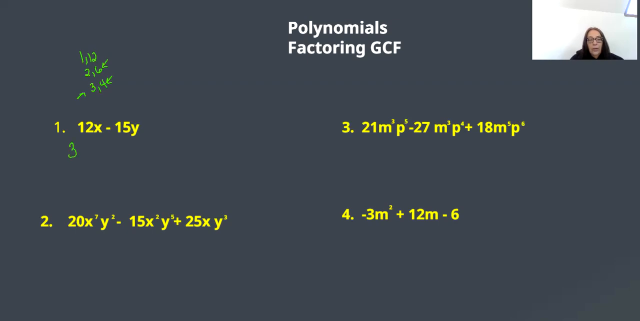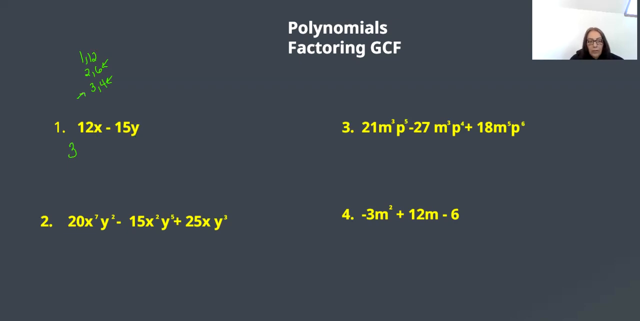Now, look at the x here. Does the other term, remember the terms are separated by plus or minus signs, does the other term here have an x? No, so we cannot factor out an x. How about a y? Do both terms have a y? No, so we cannot factor out a y. So the only thing we can factor out here is a 3.